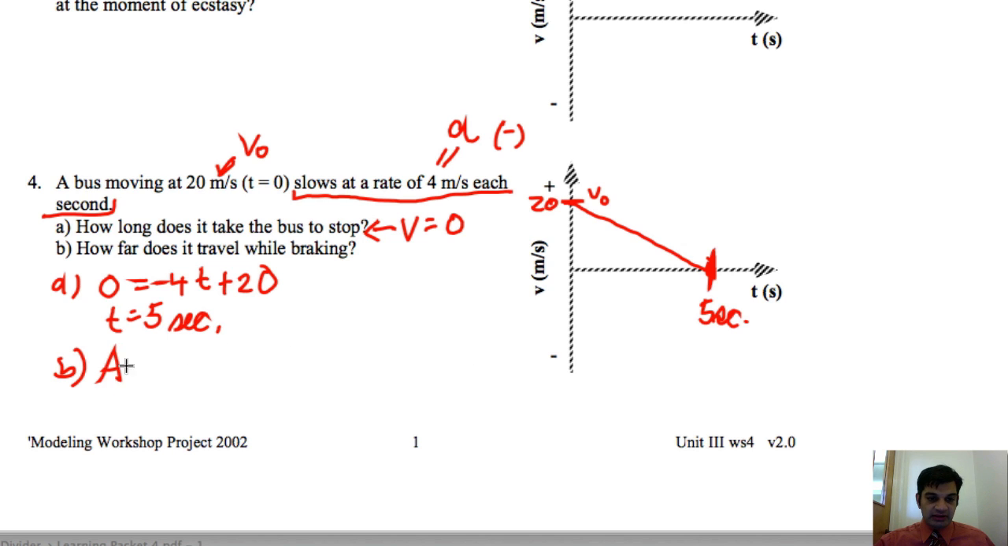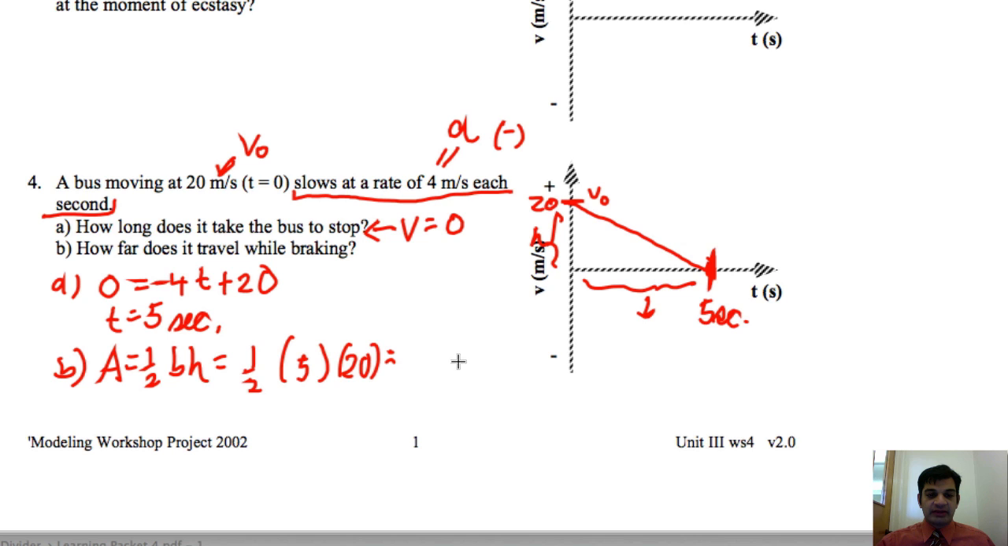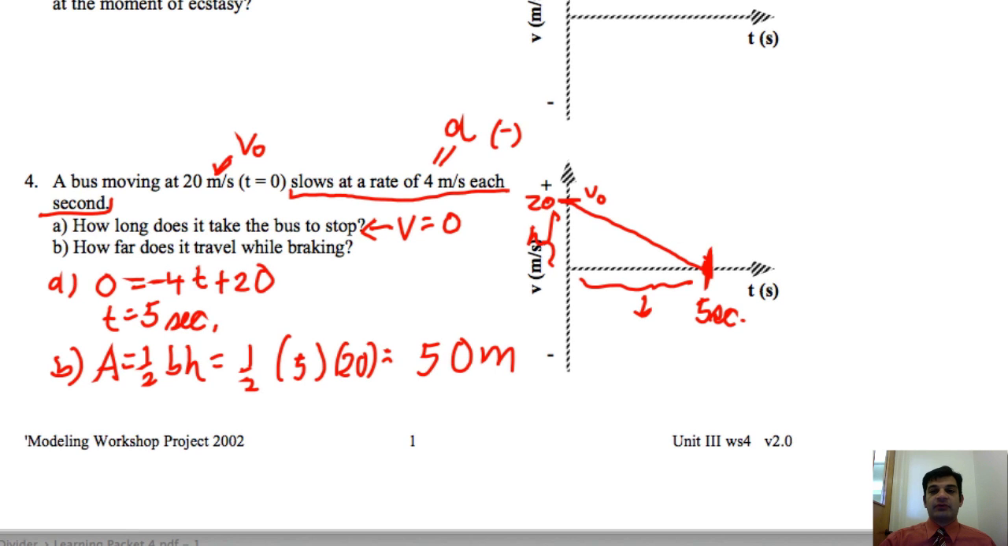So now let's go ahead and get the distance it travels by using our area formula. So that's area equals 1/2 base times height. That's going to be 1/2 times 5 seconds times 20. So this is the height, 20, and this is the base. When we actually calculate that, we're going to end up getting 50 meters as our displacement. So that's it for number 4.